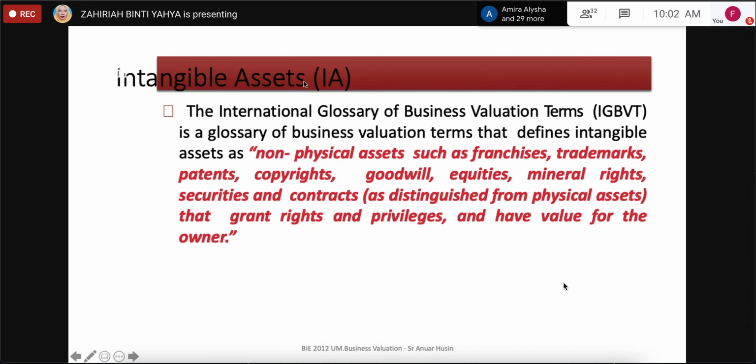Okay, so what is intangible asset? I think Dr. Zul, Cik Zul dah explain to you what is intangible asset kan? Dah, ya. So basically it's non-physical asset such as franchises, trademark, patent, copyright, goodwill, equities, mineral rights, securities, and contracts, that grant right and privilege and have value for the owner. So how to value this intangible asset?